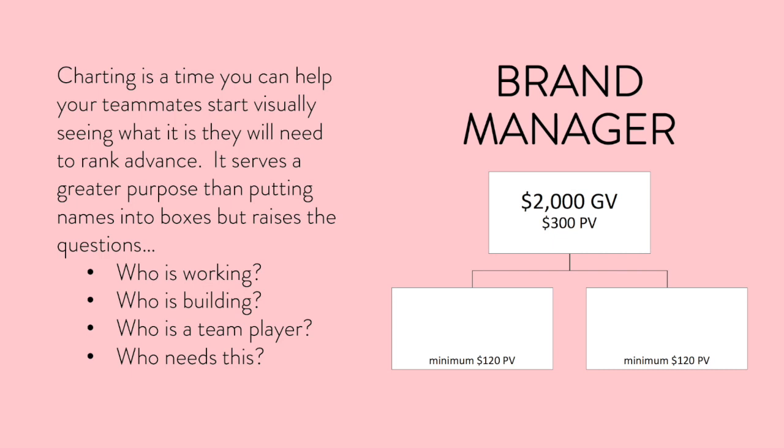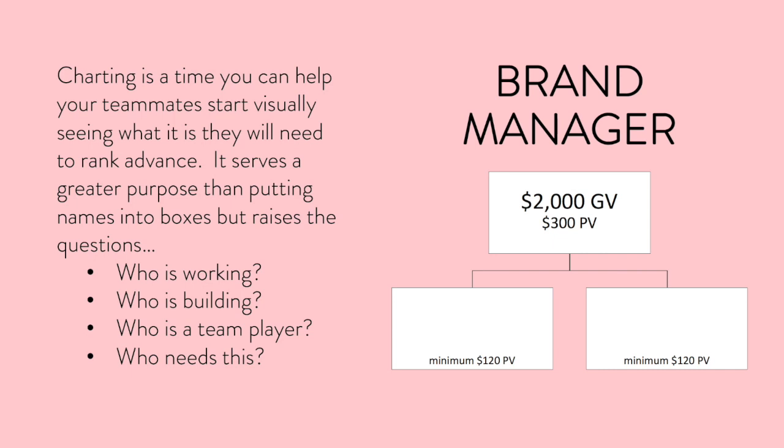So charting is a time that you can help your teammates start to visually see what it is they are going to need to rank advance. It serves a greater purpose than putting names in the box, and it raises the questions: who is working? Who is building? Who's a team player? Who needs this? So when you're coaching your brand ambassadors, your teammates, your stars, and you're looking at this chart, for instance, the brand manager chart, you can talk to them about, okay, so you three need at least $2,000.